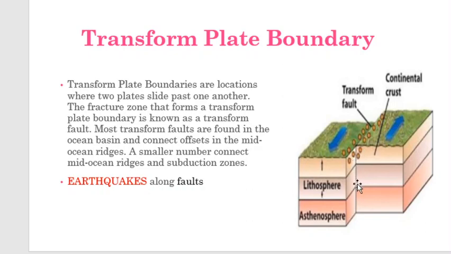Most transform faults are found in the ocean basin and connect offsets in the mid-ocean ridges. A smaller number connect mid-ocean ridges and subduction zones. What is actually happening here would be a lot of earthquakes along faults. In our past lecture, we know that one example of a transform plate boundary is the San Andreas fault, wherein a lot of earthquakes are happening, specifically in the Los Angeles, California area.